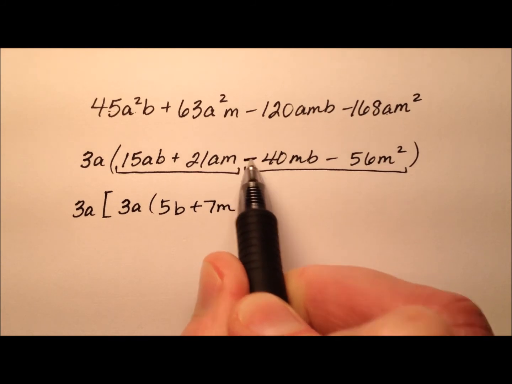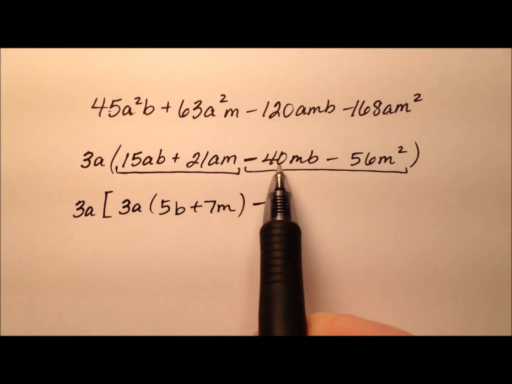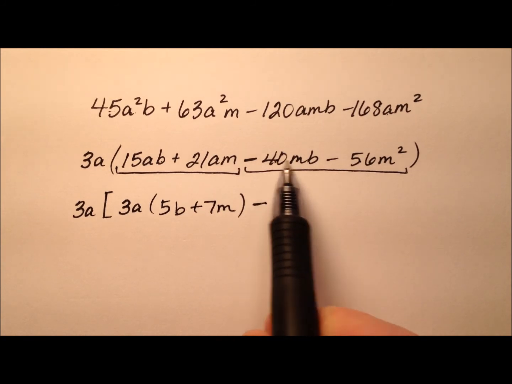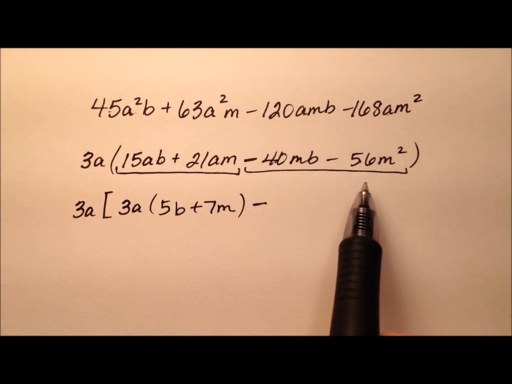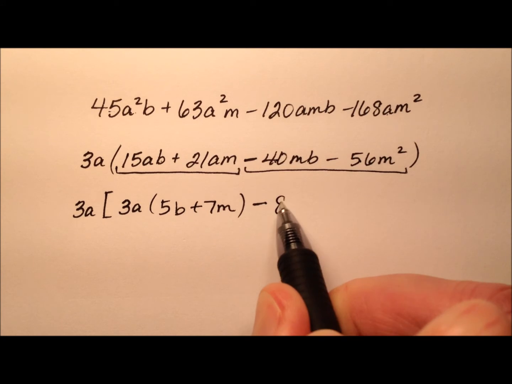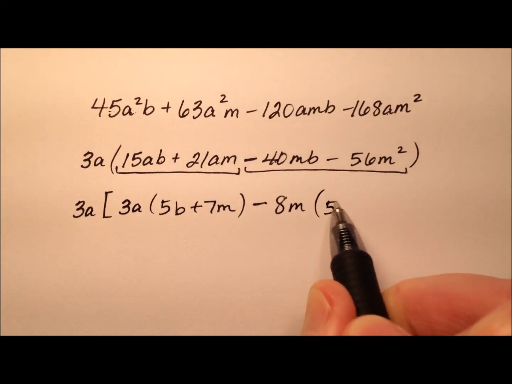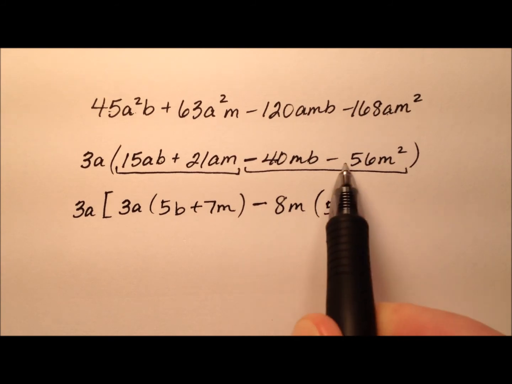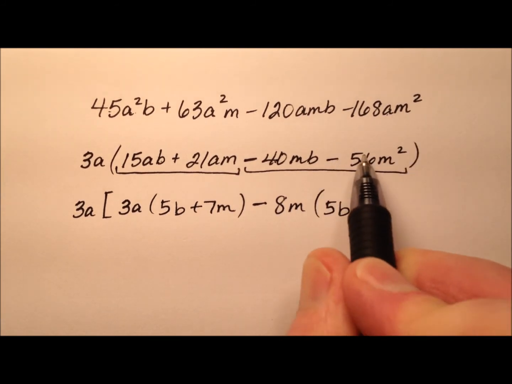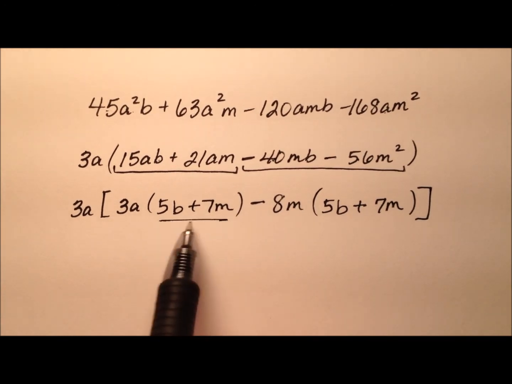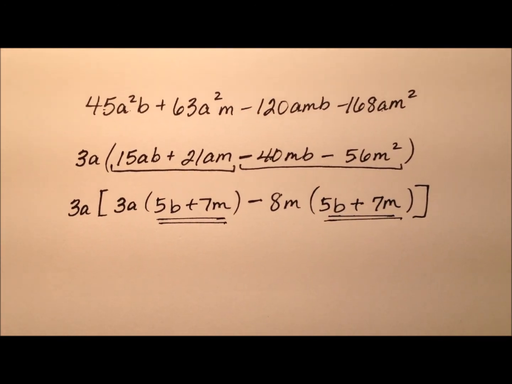And then this leads with a negative, so I'll pull a negative out. And between 40 and 56, it looks like 8, because 40 is 5 times 8, and 56 is 7 times 8. And they both have M's. So when I do that, I'll have 5B, and since I pulled this negative out, this will go to positive, and then 7M. And here we see that my leftovers are the same.